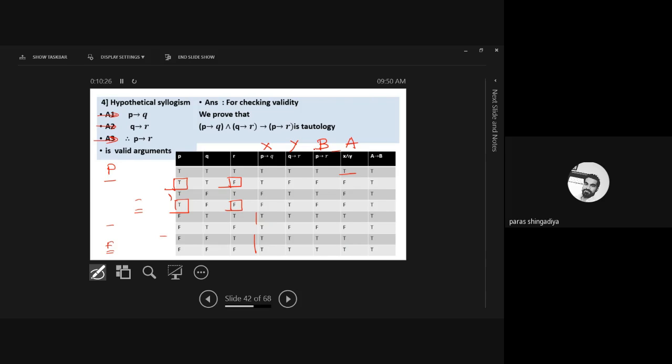Okay, column A means X and Y, that is A1 and A2. That is A, and B is P conditionally R. So now implement A to B, A conditionally to B. A is your first statement, and B is the second statement. A को B पे implement करना, ठीक है? A is implemented to B, so it will be here.